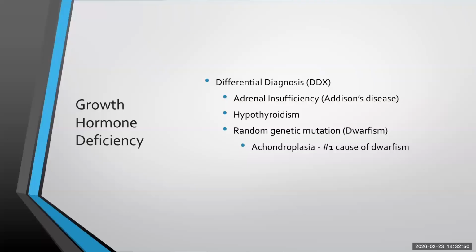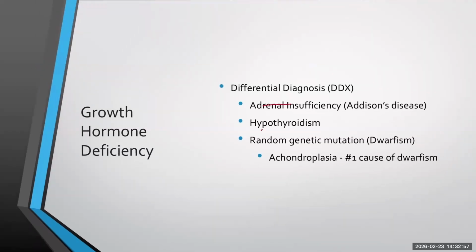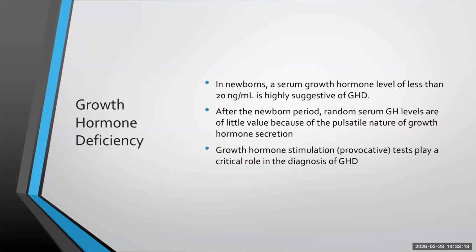Okay. So differentials, when they come in with growth hormone deficiency: adrenal insufficiency, hypothyroidism, and a genetic mutation. So look for dwarfism. Achondroplasia is the number one cause of dwarfism. But again, this is not true dwarfism because you just give them the medicine, the growth hormone, and the features go away and they'll start growing again. Achondroplasia, they will not grow, or they grow to a certain point. So 20 is the magic number there.